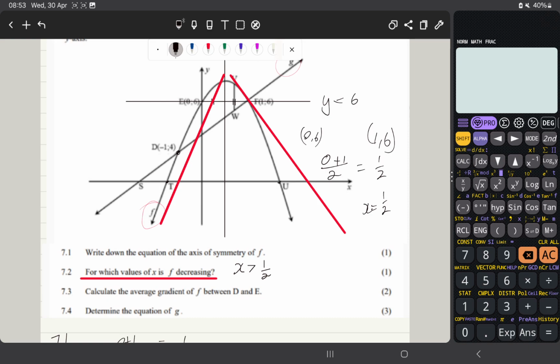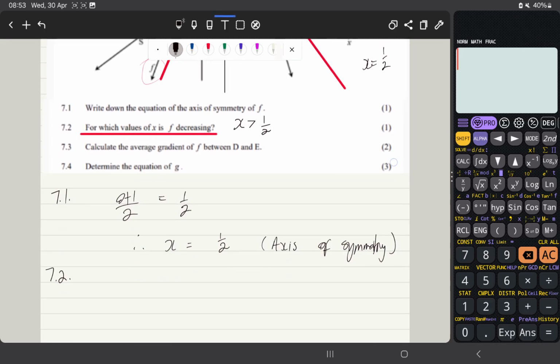So from what I've just illustrated with the red lines, on the left hand side we have an increasing function, the right hand side we have a decreasing function. So the values of x for which f of x is decreasing is going to be on the right hand side of half. That's what I'm saying.